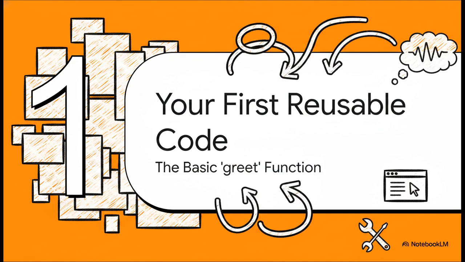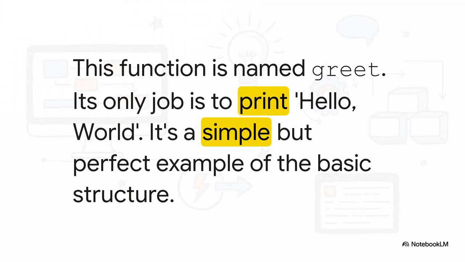We're going to start with the classic Hello World example. Think of this as the first simple tool we're adding to our scripting toolbox. So here it is. Our first function is named greet. And as you can see, all it does is echo Hello World to the screen. Super simple, I know, but it shows you the basic structure perfectly. You've got a name, a set of parentheses, and your commands tucked inside these curly braces.